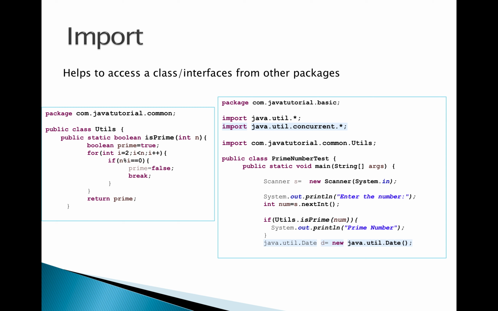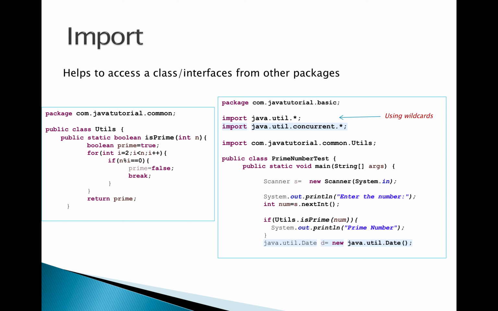So if you see, there are two import statements, in fact three import statements. One is saying import java.util.*. The second import says java.util.concurrent.*, and the third import is com.java.tutorial.common.utils. So if you see the third import, I'm not using any wildcard character like star. The third import is just going to import the utils class itself, which is present in com.java.tutorial.common. So this is one form of import where we are trying to import the class itself.